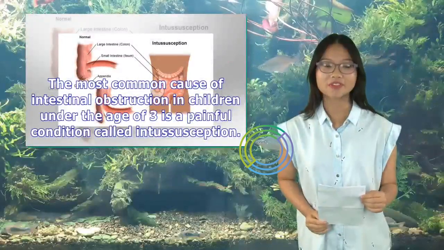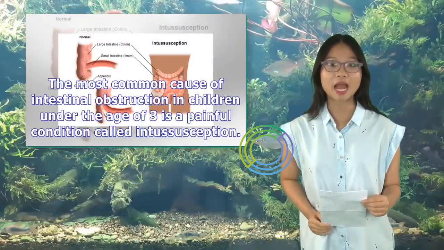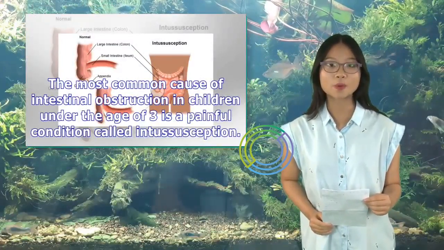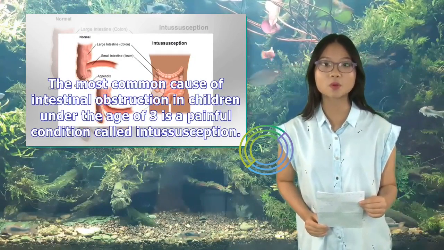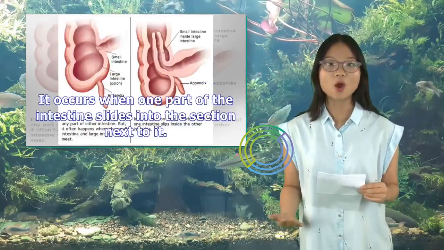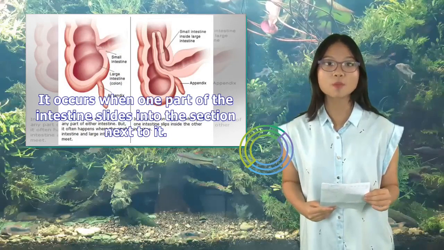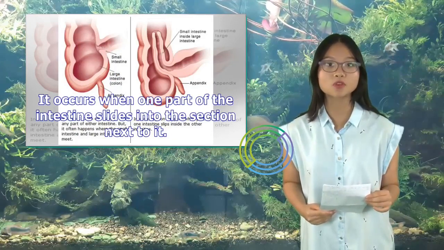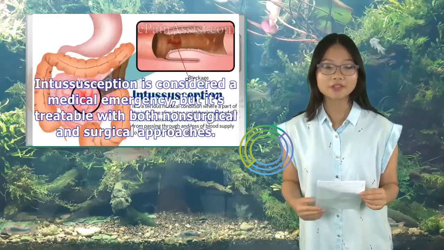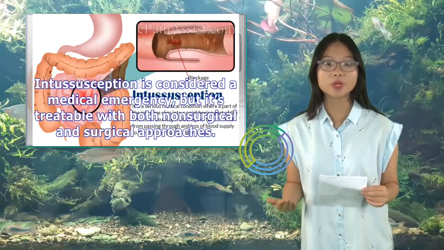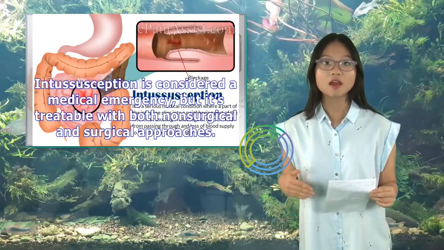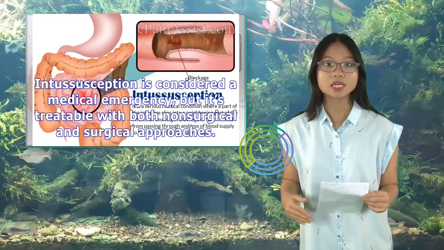The most common cause of intestinal obstruction in children under the age of 3 is a painful condition called intussusception. It occurs when one part of the intestine slides into the section next to it. Intussusception is considered a medical emergency, but it's treatable with both non-surgical and surgical approaches.